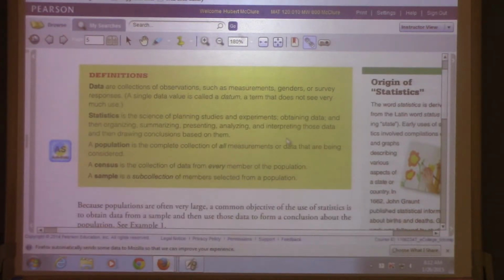Okay? So there's your first set of definitions that's important. 4 definitions out of 5. Data, statistics, population, and sample. So you need to mark those 4.